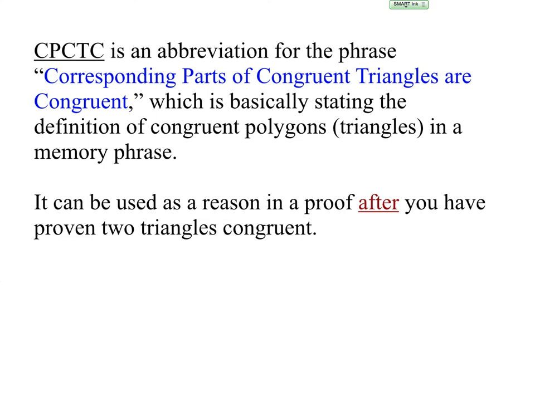Okay? All right, so let's say that phrase 3 times so that we start memorizing it. If you need to, read the board. Okay? Go. Corresponding parts of congruent triangles are congruent. Louder. One more. That's your phrase for the day. It's going to be on the test.